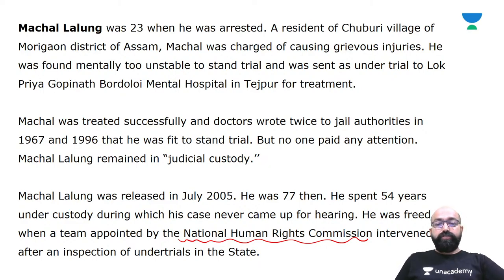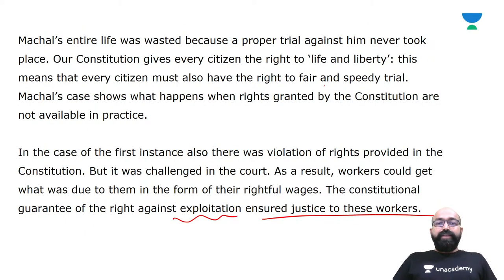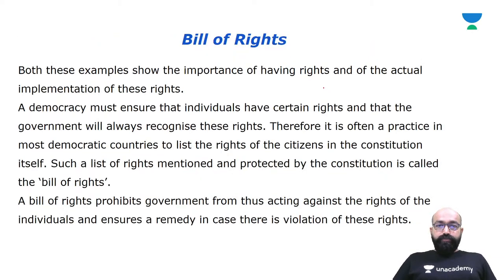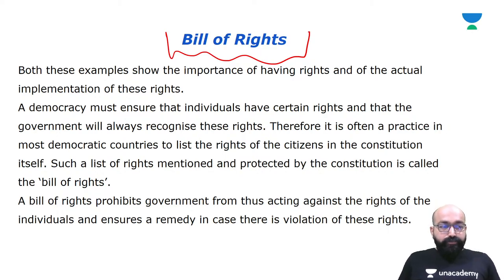Now he was freed when a team appointed by the National Human Rights Commission intervened, after an inspection of undertrials in the state. So these two examples talk about rights, like the right to life and liberty in the second example, and in the first example, the fundamental right against exploitation. Now after that we'll see the Bill of Rights. Yes, Bill of Rights.